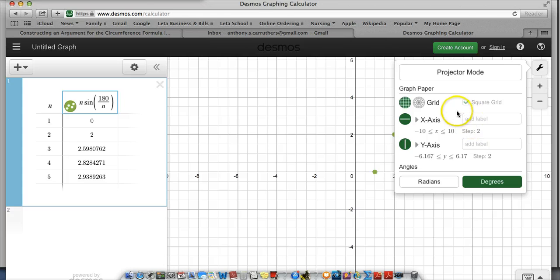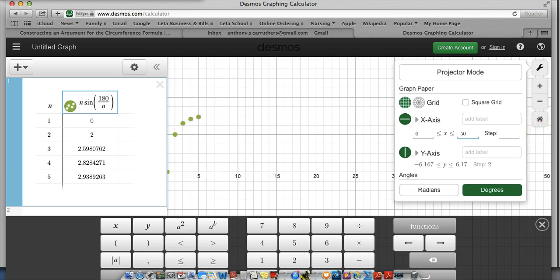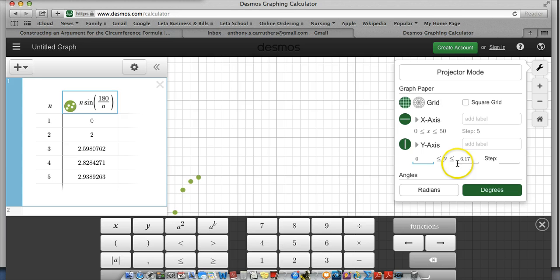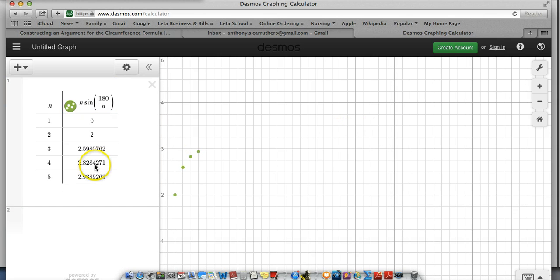All right, I'm also going to want, on the x-axis, to just keep things concentrated in the first quadrant. So I'm going to go from 0 up to 50, which should be great. And on the y-axis, same thing. I'll go from 0. We know that it should be approaching pi asymptotically, so I'm going to go up to 5 or so. Okay, so that takes care of the setup.